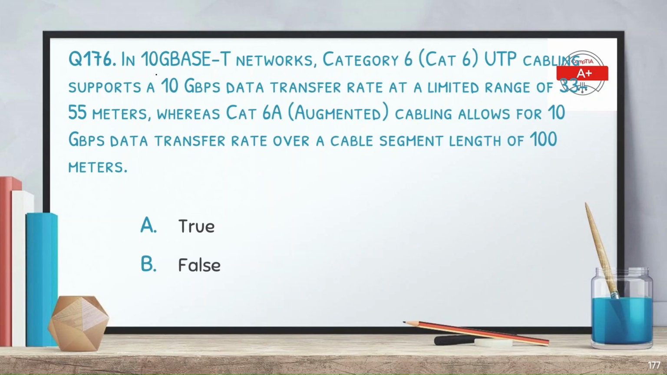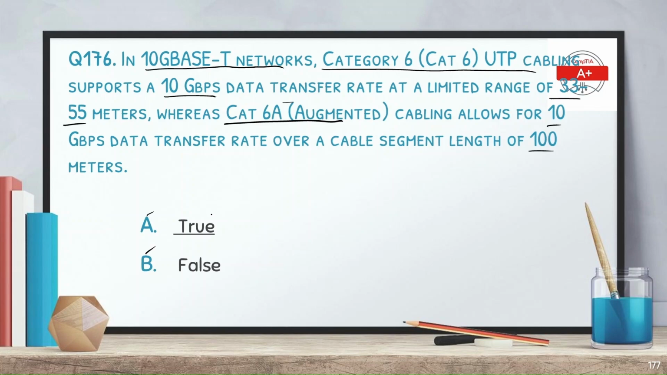Question number 176 is that 10 GBASE-T networks, that is Cat 6 UTP cabling, support a 10 Gbps data transfer rate at a limited range of 33 to 55 meters, whereas Cat 6A, where A stands for augmented cabling, allows for a 10 Gbps data rate over a cable segment length of 100 meters. And we have two options, A true and B false.